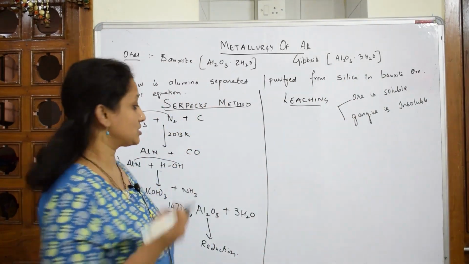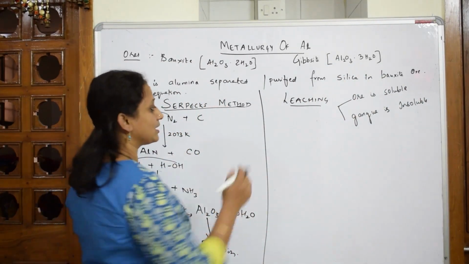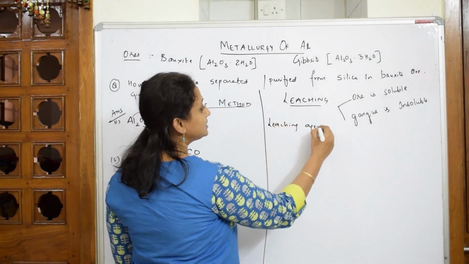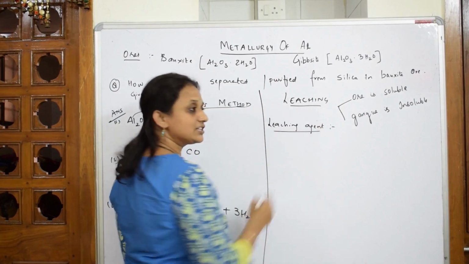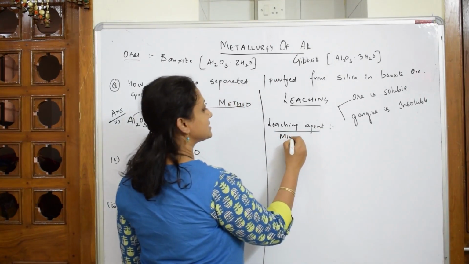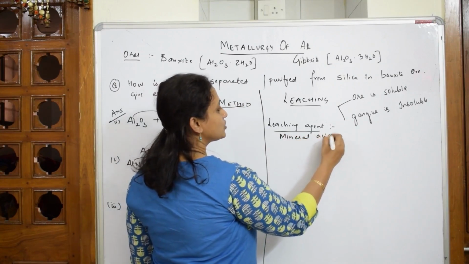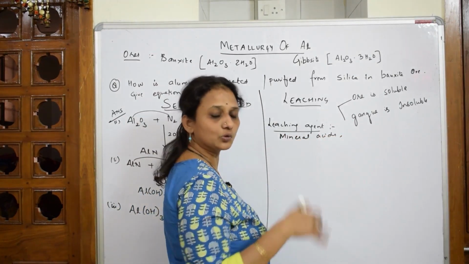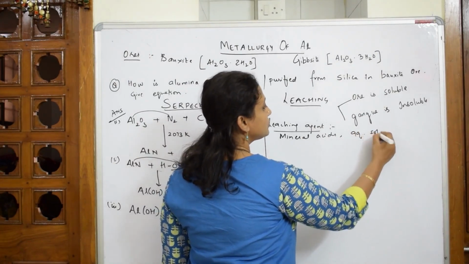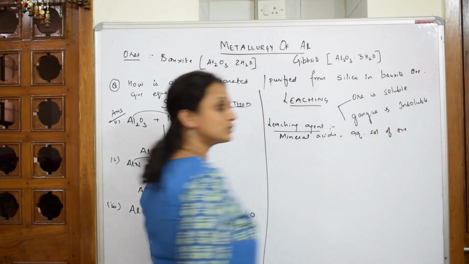So for a leaching process, the most important thing which you require is the leaching agent. So what is the leaching agent which we are going to use? The leaching agent used here is mineral acids. I can use mineral acids. Then I can use an aqueous solution of that particular ore. Aqueous solution of ore.